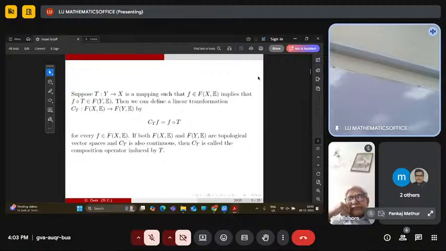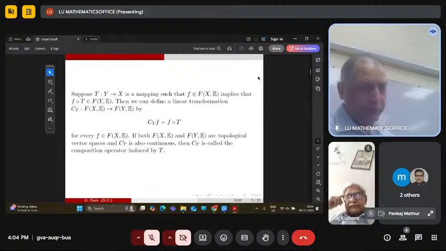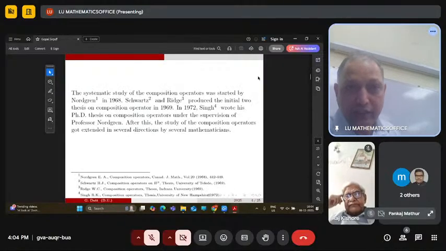And then the question is, what kind of T will we have so that this function should be well defined? Well defined in the sense that F composite T should come out in the space F(Y,E). This should be the first condition. And the second one is the continuity. Because of the linear structures, we can talk of continuity, but topological continuity is not trivial. So for what kind of T?